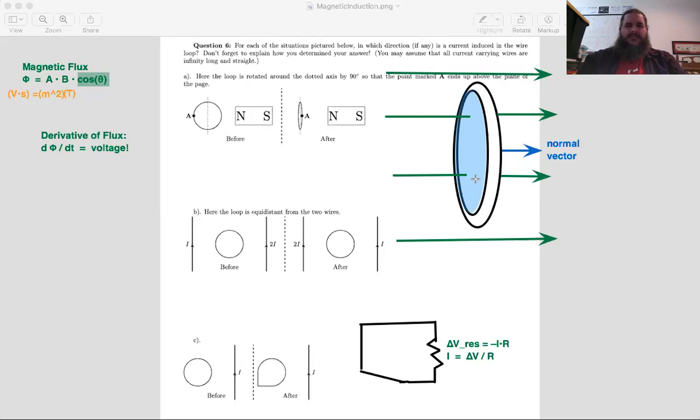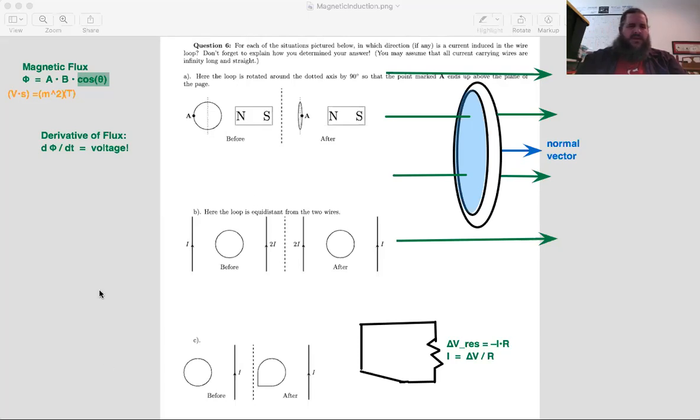Yeah, I have a question. So if the change in the flux is the voltage, but current is dependent on change in voltage, I'm confused how the current flows if voltage is not changing through the loop.